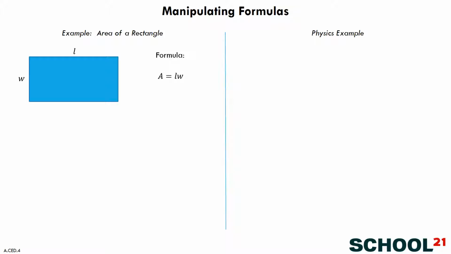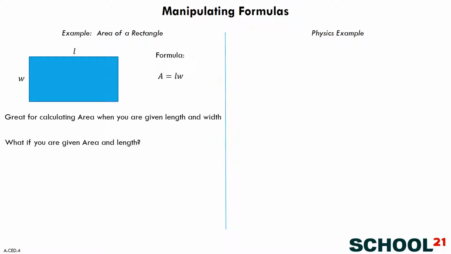Okay, so that is really useful if we have a whole bunch of rectangles where we're given the length and the width and we want to calculate areas, because we can just keep multiplying the length times the width for each one of those rectangles. But what if you have another type of situation where you're given the area and the length and you want to be able to calculate the width?